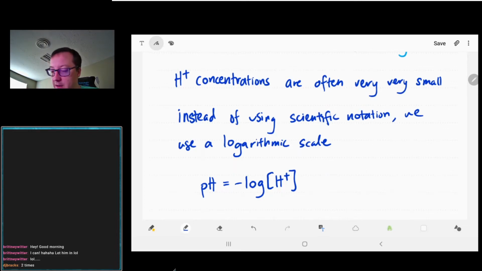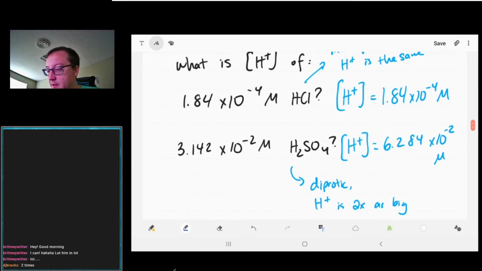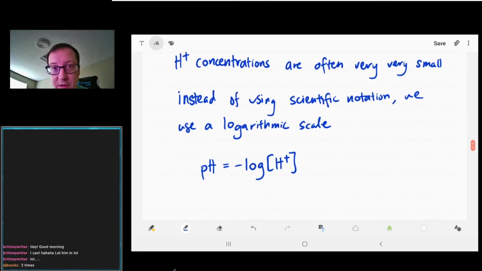So we're going to see that this H plus thing, which we see just for these two examples, can be these pretty complex numbers that are somewhat hard to deal with, just because if we're talking about this all the time, that's a lot of exponents to keep worrying about, and it's somewhat tedious. So what we do instead is we use logarithms. And since the concentration has almost always got a negative exponent with it, we use the negative logarithm.